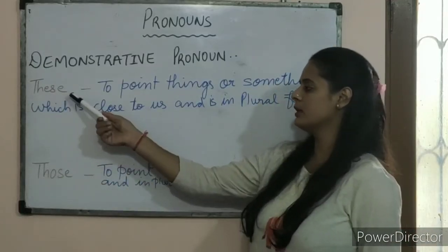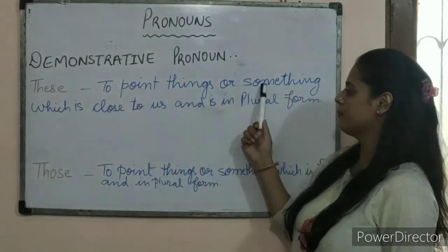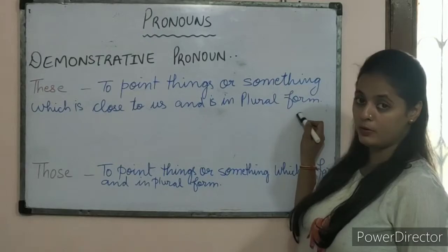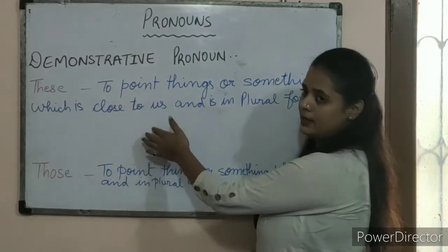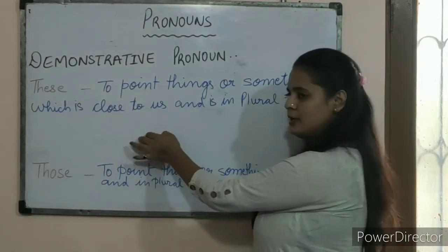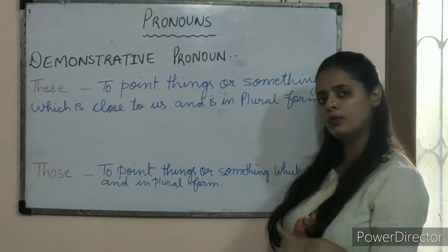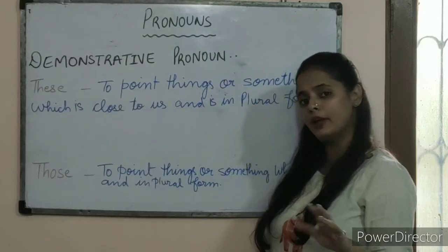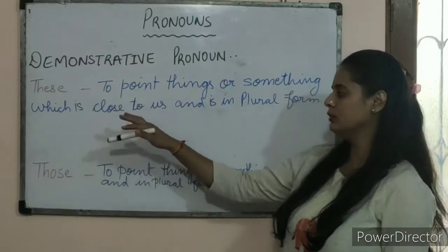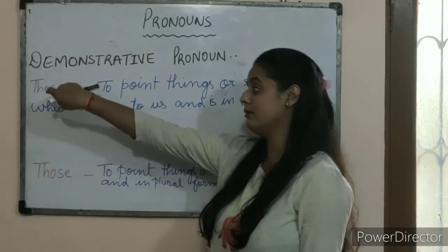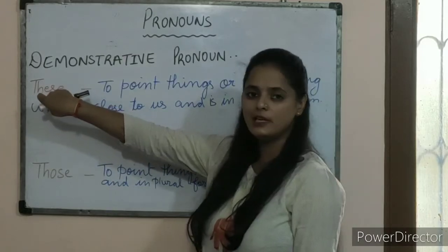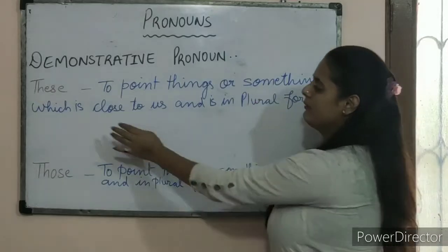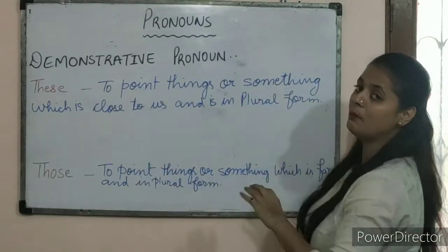Now here on the board you can see: pointing at things or something which is close to us and is in plural form. Okay, like before also I left the space. This time also I left the space to give you an example so that it is easy for you to understand with the help of an example. Again coming to the clarification point of why, where and when these are used, right? So pointing at things or something which is close to us and is in plural form.